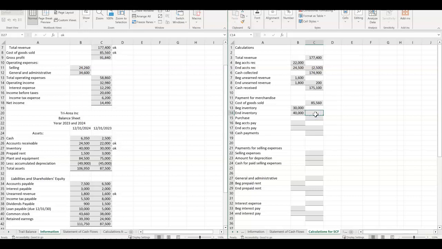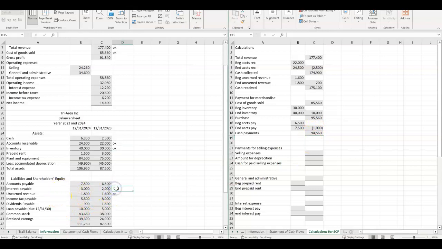Difference of $10,000. Again, this time I'm looking for how much did we pay. So this is added because we bought more inventory than what we sold. So that would be $95,560 so far, but purchases will go through accounts payable. And accounts payable went from $6,500 to $7,500, a difference of $1,000. Well, that's going to be subtracted because payables went up, because we didn't pay. So $94,560 would be our payment.